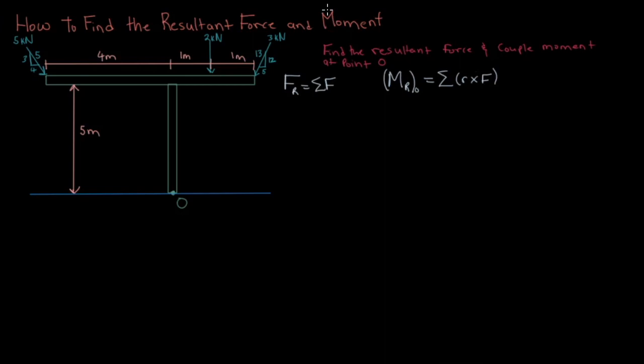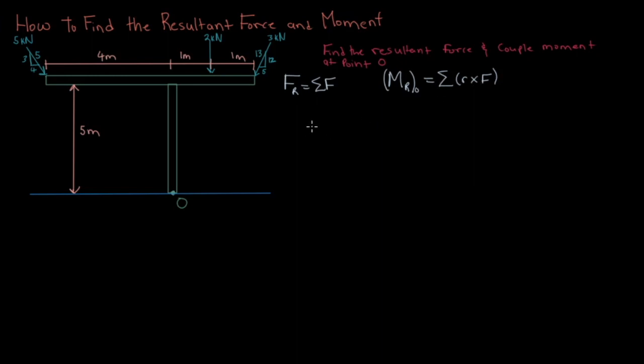In this video, we're going to do another example of finding the resultant force and the resultant moment. So we have a platform here that looks like this, and on this platform we have three different forces: this 5 kilonewton force, this 2 kilonewton force, and this 3 kilonewton force. What we're asked to do is find the resultant force and also the resultant couple moment at point O. We know that the resultant force is equal to the sum of forces, and that the resultant moment about point O is equal to the sum of r cross F.